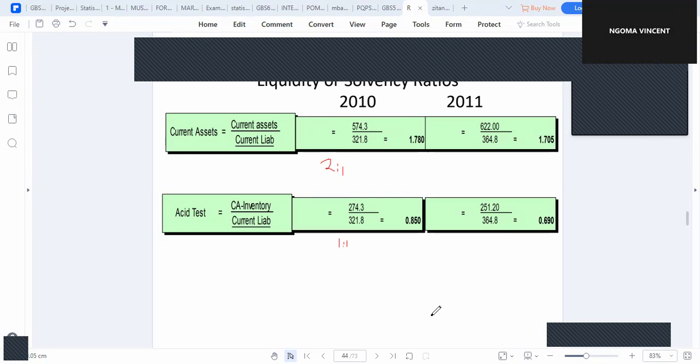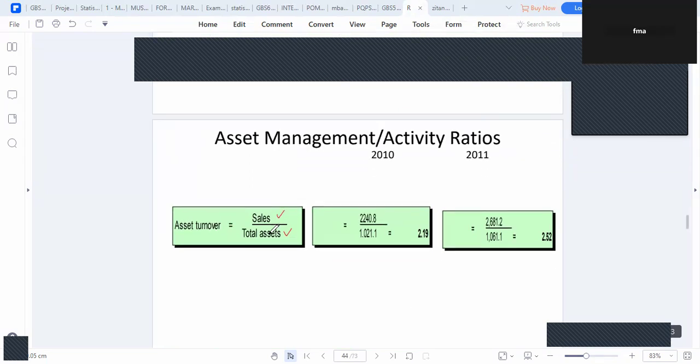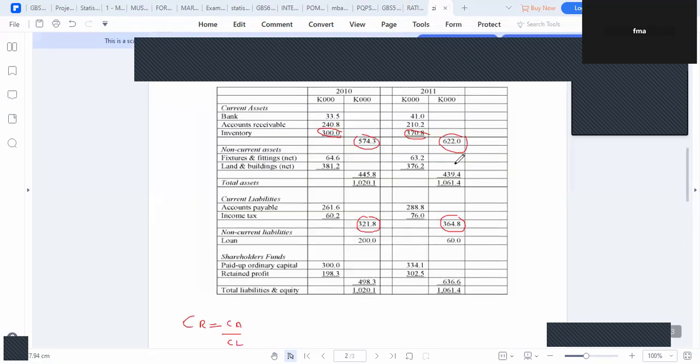Very clear. All right. Then when we go to asset management, it is sales over total assets. So where do we find the sales and where do we find the total assets? So the sales are in the what? Income statement. So the total assets here, we have current assets plus fixed assets. This is 1020. Then this is 1061.